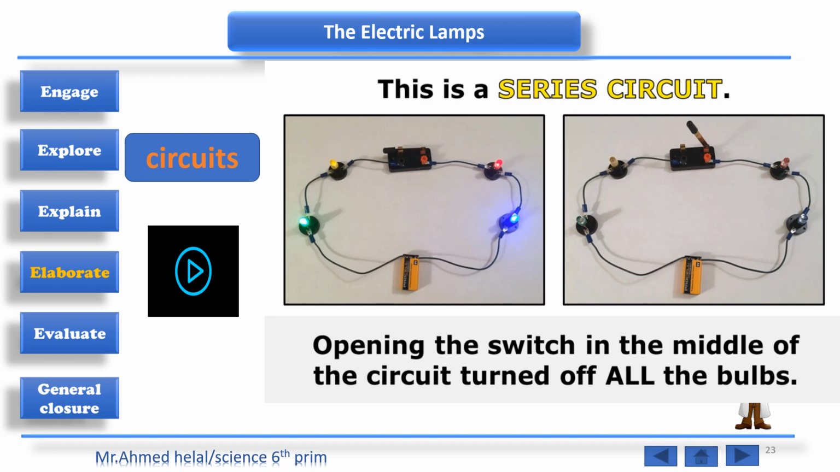This is a series circuit, and you can see on the left here that electricity is able to travel through the entire circuit, and all the light bulbs are glowing. But when I open the switch, I create a gap in the middle of the circuit. Opening the switch turned off all the bulbs. In a series circuit, it does not matter where the gap happens. If you get a gap anywhere in a series circuit, the entire circuit stops working.